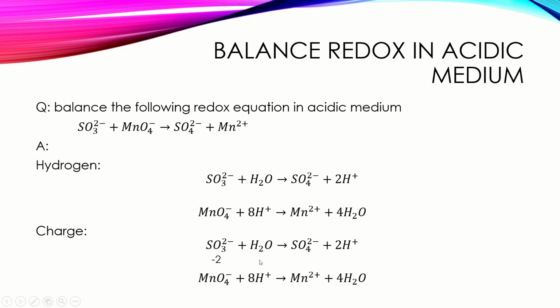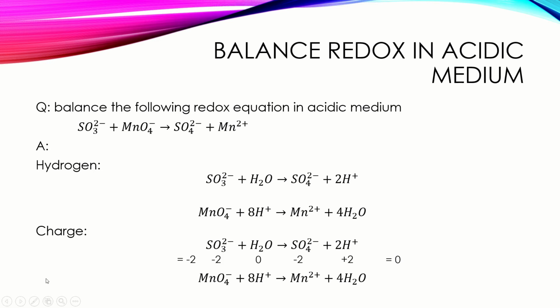As for H2O, the charge is equal to 0. So the total charge on the left side is equal to negative 2. Now let's calculate the charge on the right side. SO4 2 minus, so the charge is negative 2. And for 2H plus, the charge is positive 2. So the total net charge on the right side is equal to 0.